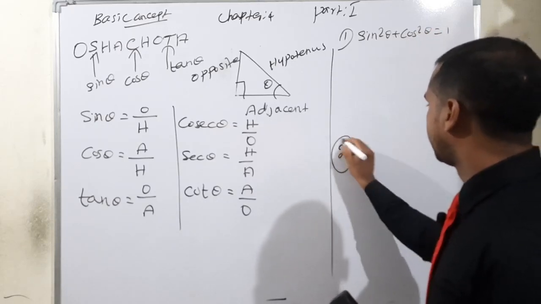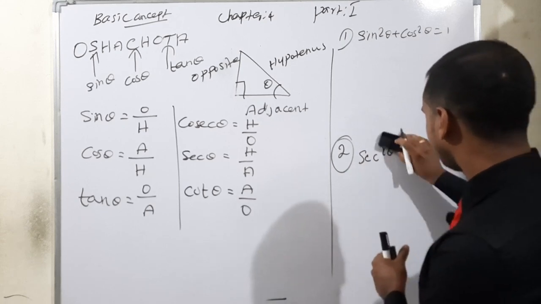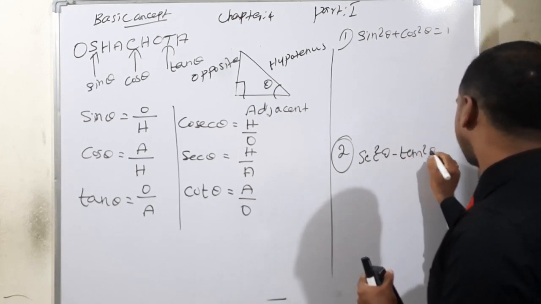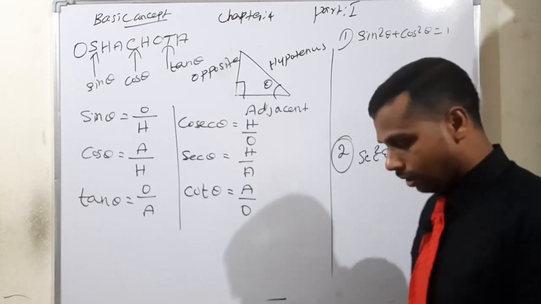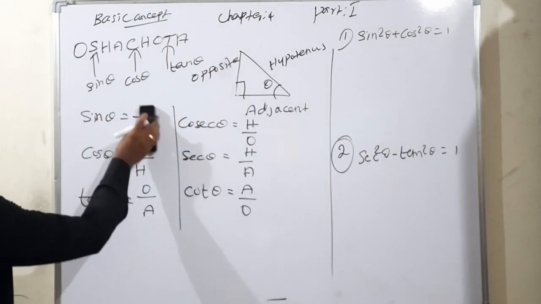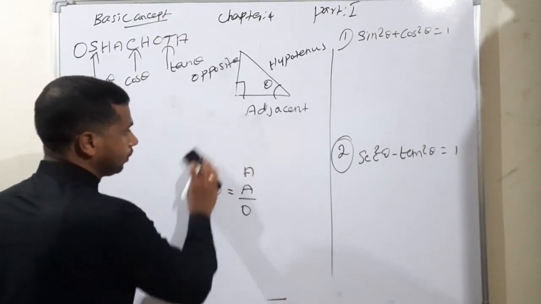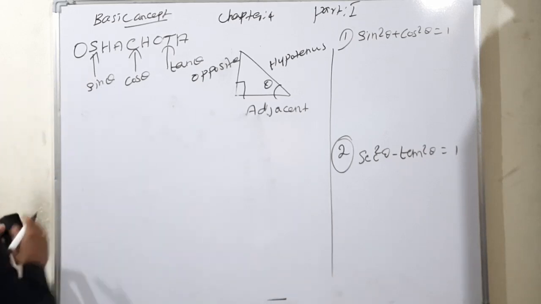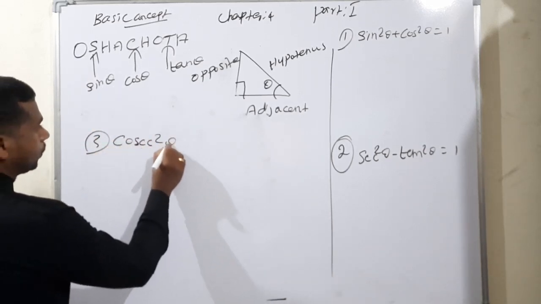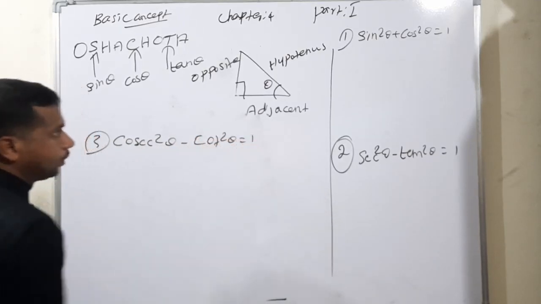Then the second basic identity, secant square theta minus tan square theta is equal to 1. The third identity is cosecant square theta minus cot square theta is equal to 1.